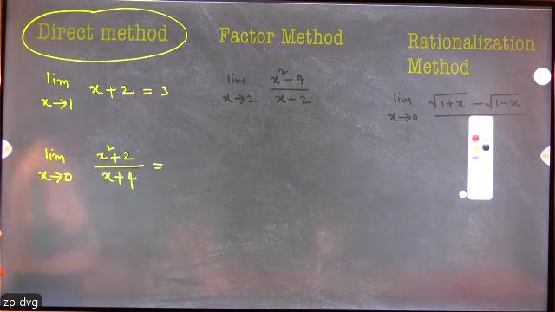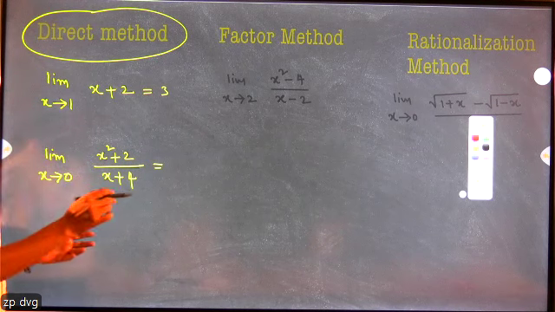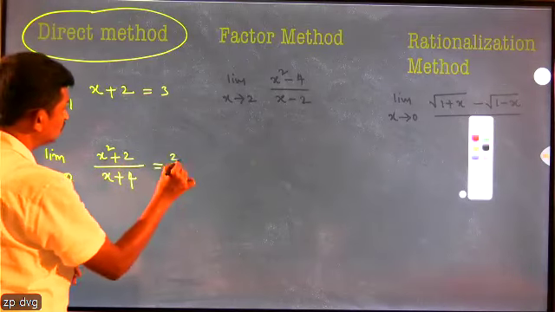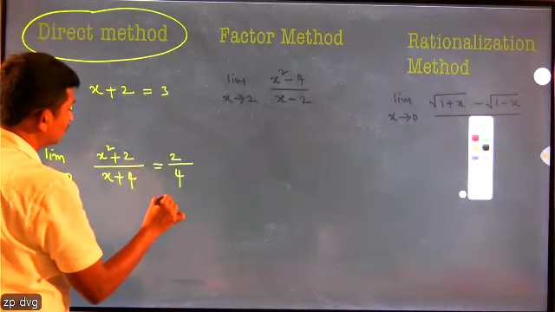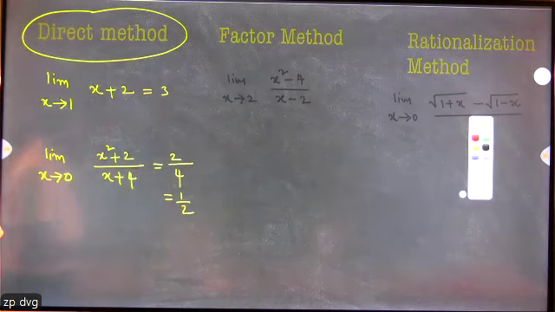In the limits chapter, for any problem, first we try by the direct method. You put x equal to 0 in this. If it gives a finite number, that is the limit of the function. Put x equal to 0: 0 plus 2, 2, divided by 0 plus 4, 4. That is 2 by 4, which is 1 by 2. So the limit of this function is 1 by 2.